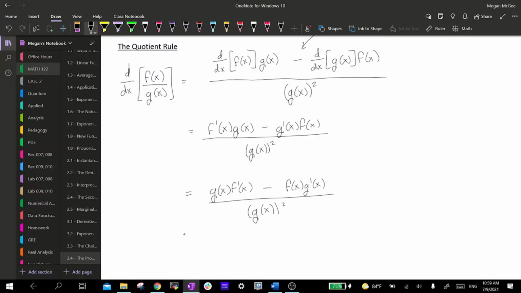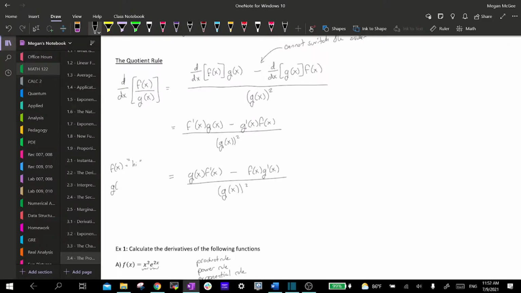So if we look at it this way, we have the bottom times the derivative of the top minus the top times the derivative of the bottom, all over the bottom squared. And if we think of the top, f of x, as the high function on top, and g of x as the low function, then we get some sort of riddle thing that sounds like a yodel. So we could get this: low d high minus high d low.